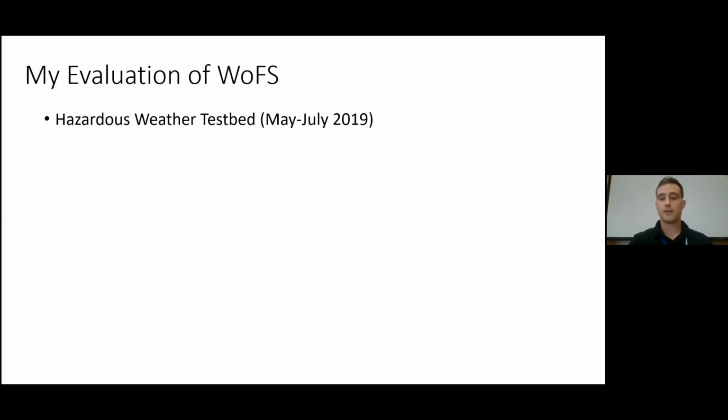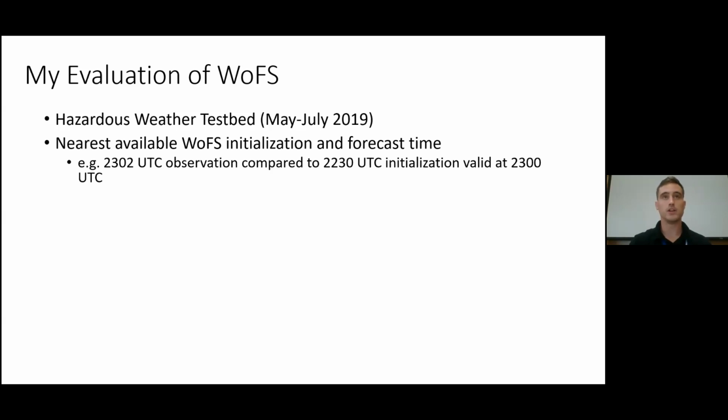Now, the specific evaluation of WoFS that I'm doing, I'm obtaining the data that I worked on from the Hazardous Weather Testbed that was conducted in the spring of 2019. And my choice on WoFS forecast to use, I'm using the nearest WoFS initialization time and forecast time for all observations I'm looking at. So for instance, if I have an observation that happened at 2302, then I'm going to be comparing that to the 2230 initialization time valid at 2300.